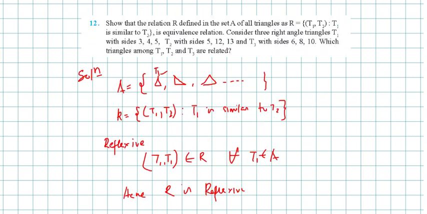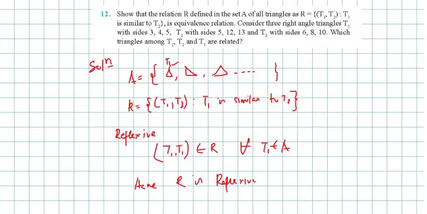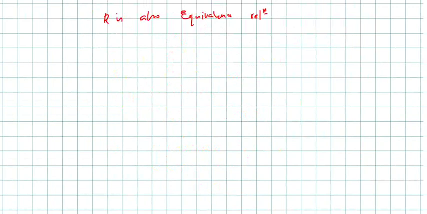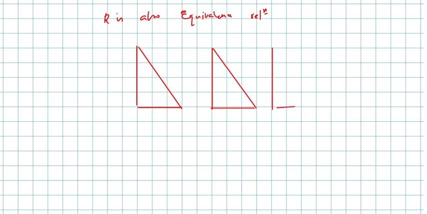Let us go back. Now, what is the next part of the question? The next part says: consider three right angle triangles T1, T2, T3 with sides 3, 4, 5, 5, 12, 13 and 6, 8, 10. Okay, let us draw the three triangles now. This is the first one, this is the second one, this is the third one. These are the three triangles.